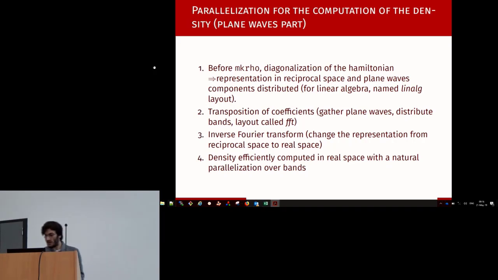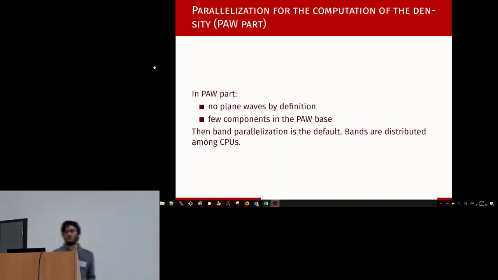So in the PAW part of the density, there is always a parallelization over bands, because there is no plane waves, and the components of PAW are a lot fewer than plane waves, so you can't get much from parallelizing on them. So you have to parallelize on bands.